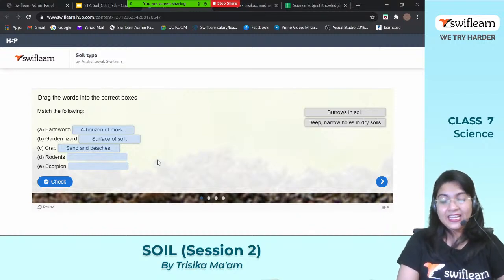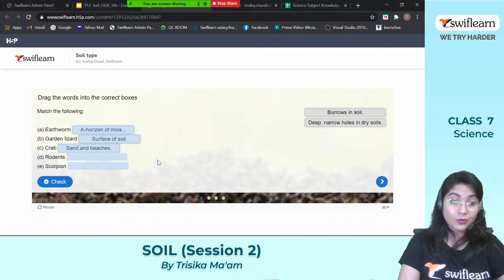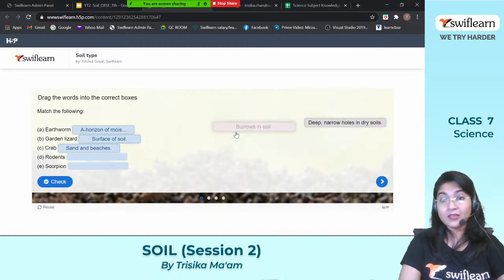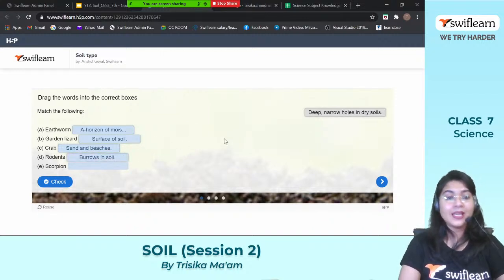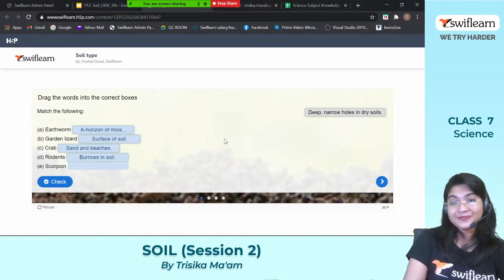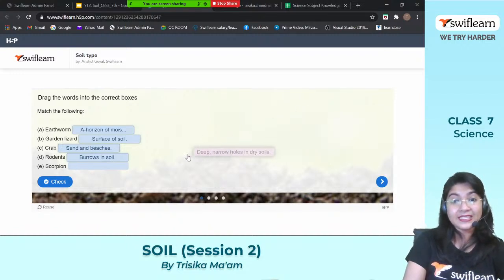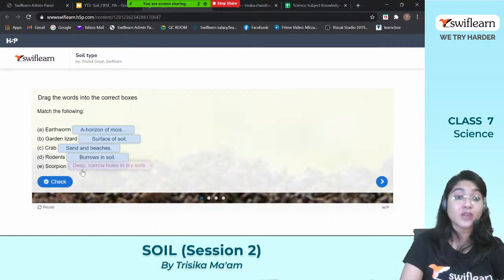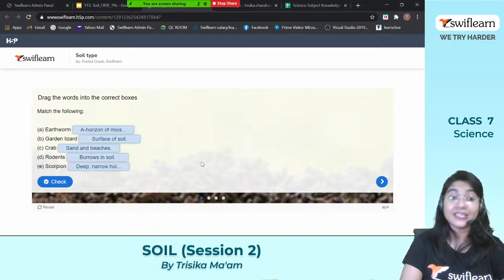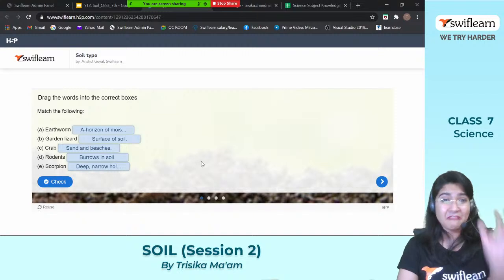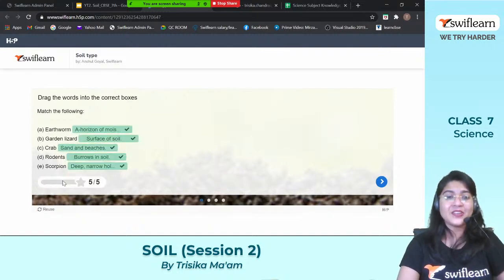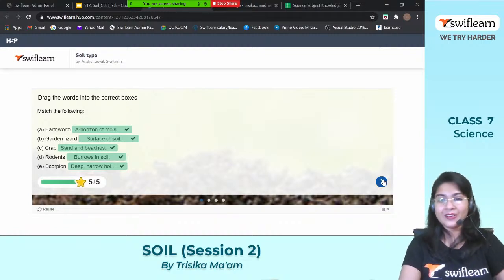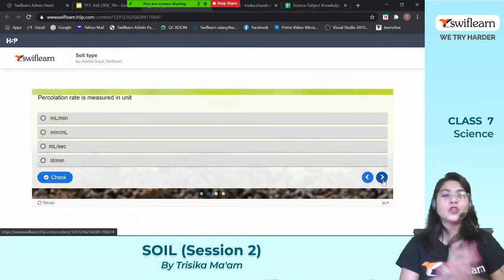Yes. Now, can you tell me where we can find the rodents? We can find the rodents, who dig burrows and live within the soil, right? And the scorpion. Scorpions are present in deep, narrow holes in the dry soil. Mainly in the desert region, we can find the very dark black colored scorpion, right? Okay, so let's check. Yes, all of them are correct, right? Now let us move on to the next question.